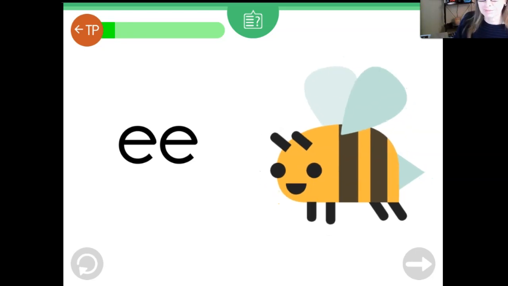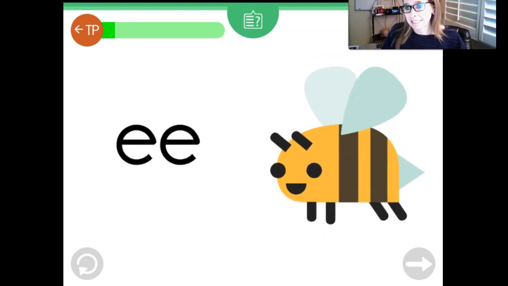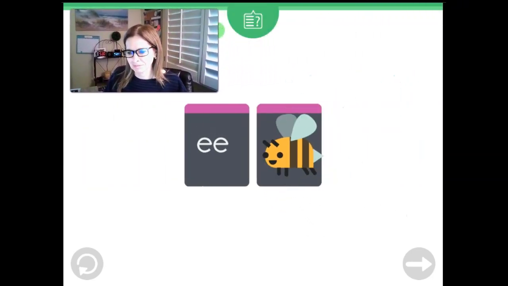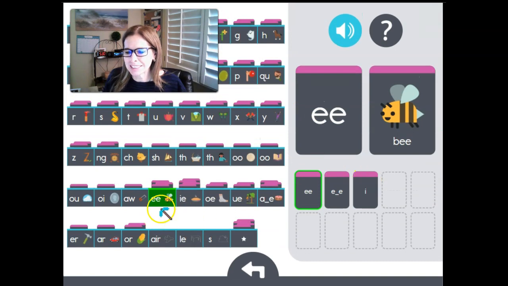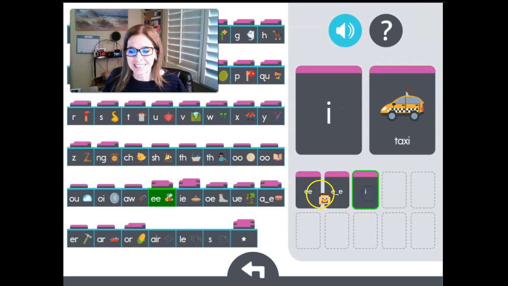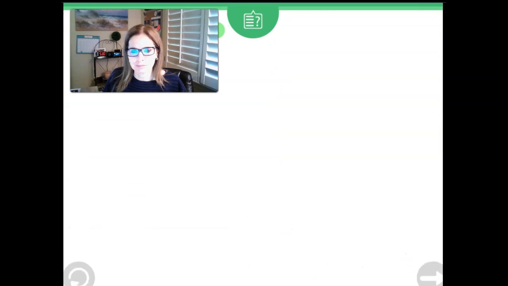The E sound says E, E, E. And there it went. Where do you think it is? That's right, my friends. It's here in the pocket chart. Notice we are going to have a lot of spellings for the E sound. But right now we're practicing with the E as in bee.